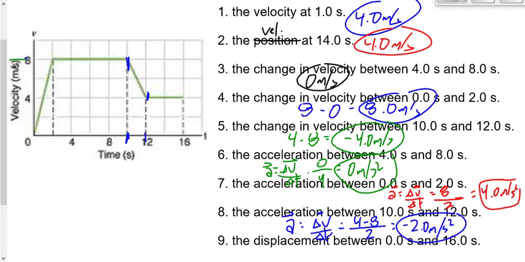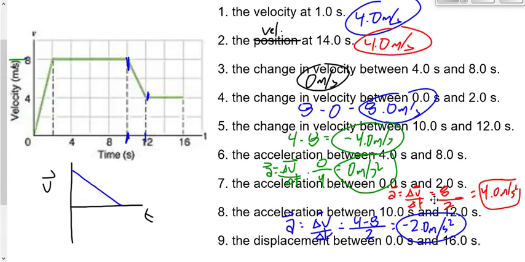Right, just off to the side here for a second, guys. If we had a graph that looked like this, and it was velocity versus time, this would be what? That would be a negative acceleration because we're slowing down in the positive direction.